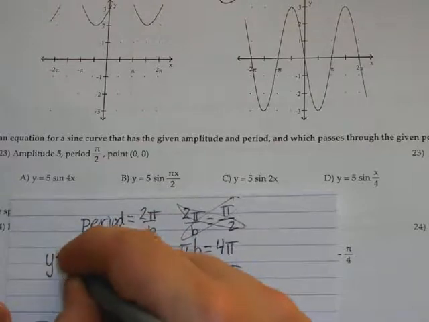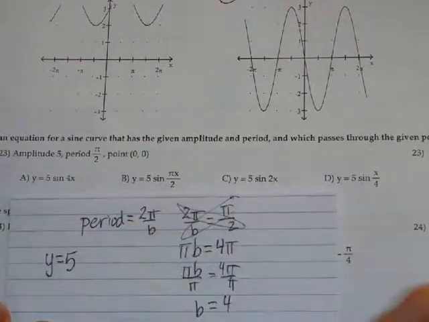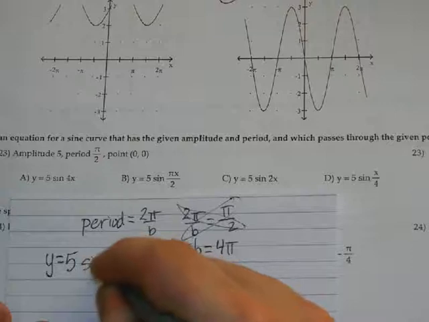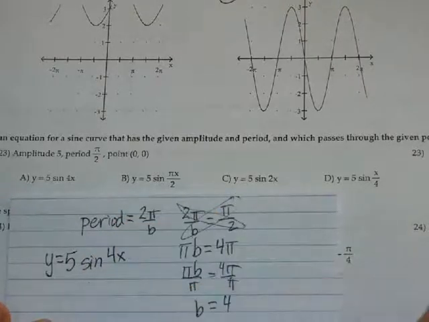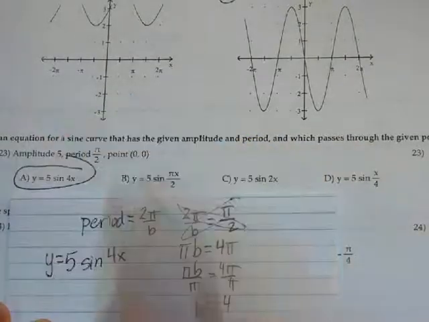So the amplitude is 5, and b is 4. So y equals 5 times sine of 4x, which is A.